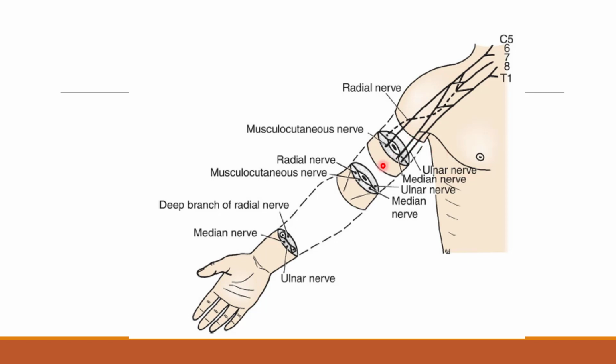See here in this diagram, all the terminal branches are shown. This is the musculocutaneous nerve. Then there will be the ulnar nerve, median nerve, radial nerve, and there is the axillary nerve which is present here. So these are the 5 branches which are the terminal branches of the brachial plexus.